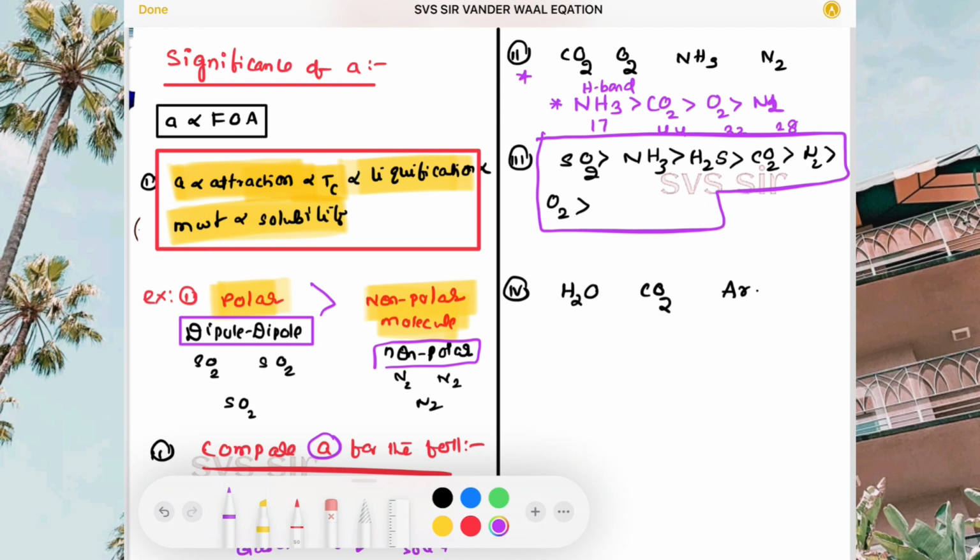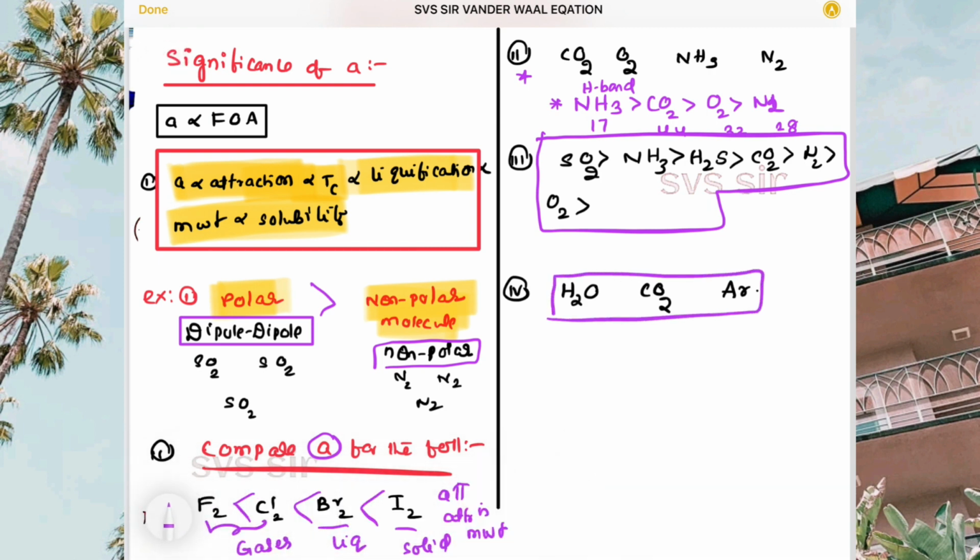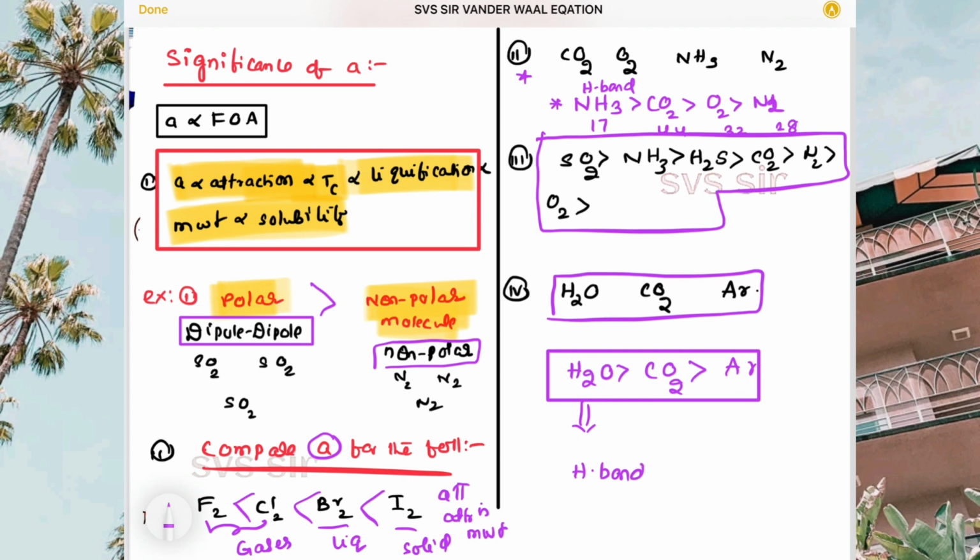So next, if you observe very clearly, among water, carbon dioxide, and argon, water will have more A in comparison with carbon dioxide and argon. What is the reason? In the case of water, we have hydrogen bonds, so dipole attractions are there. That is the reason A will increase. As attractions increase, A also increases. So we can liquefy. So this is about the significance of A.